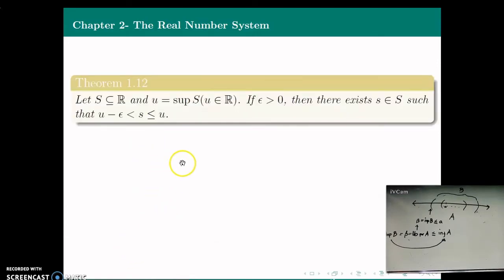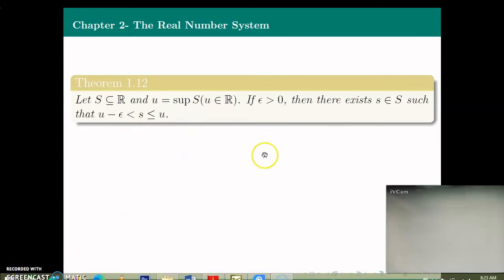We have here Theorem 1.2. Let S be a subset of the set R, and u is the supremum of S, where of course u is a real number. Now, if epsilon is greater than 0, then there exists an element s of S such that s is greater than u minus epsilon, but less than or equal to u. So we have this illustration.